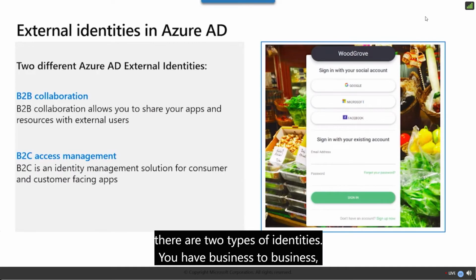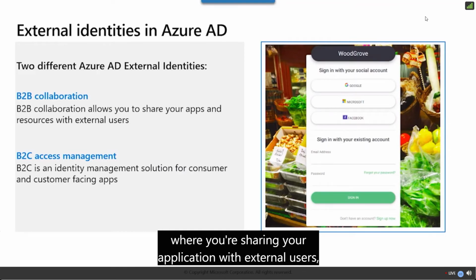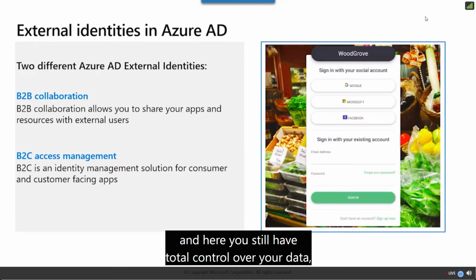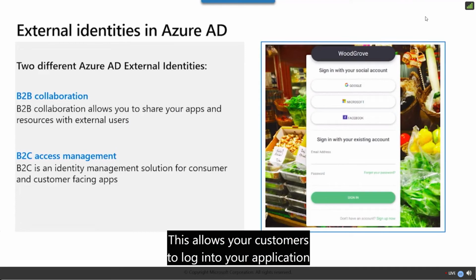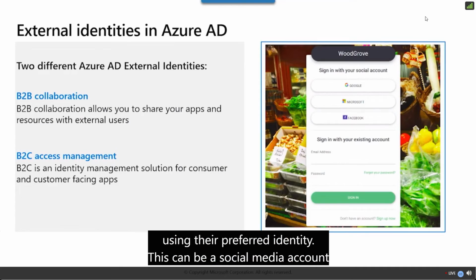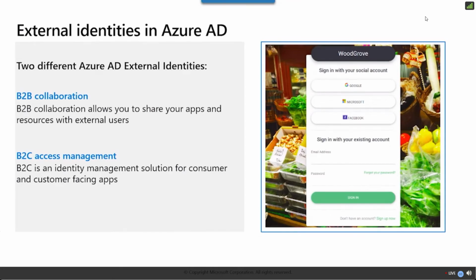You have business to business, meaning that you have a business where you're sharing your application with external users. And here, you still have total control over your data, and you really manage those users the same way you would your own employees. Now, the other type of external identity is what we call business to customer, or B2C. This allows your customers to log into your application using their preferred identity. This can be a social media account or even some of our local accounts as well.